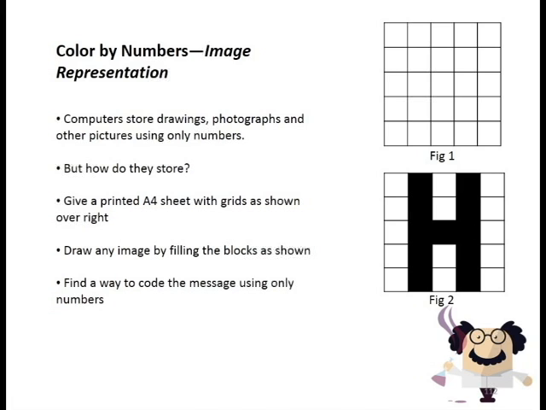Color by numbers. Image representation. For this activity, a group considering 5 kids per team is taken for example. Step 1. Give a sheet of paper like shown in figure 1. Step 2. Let all 5 of them draw something over the sheet, example shown in figure 2.